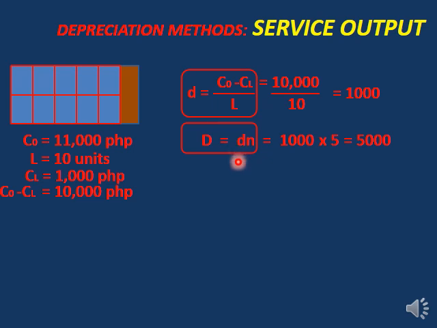Now we ask again, how much is the machine after printing 5 units? Then we'll have 11,000 less 5,000, which is 6,000. This is the book value of the photocopier after printing 5 units.